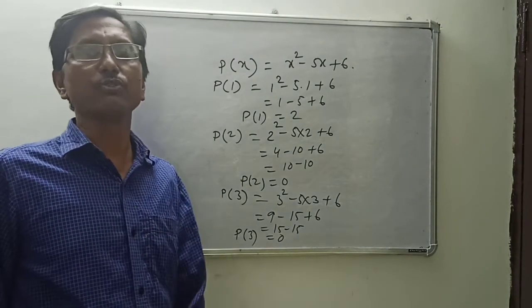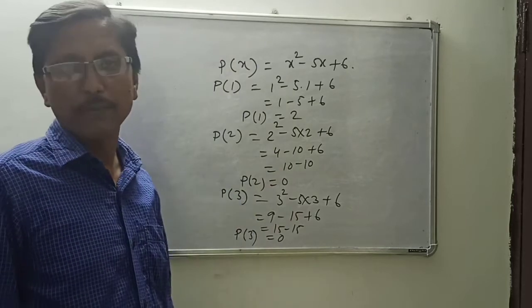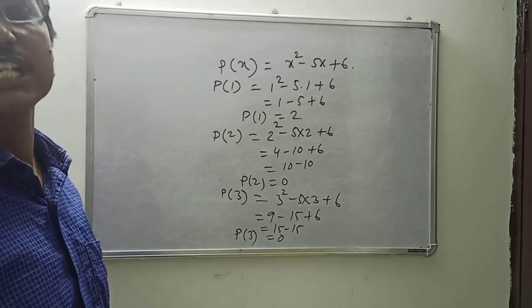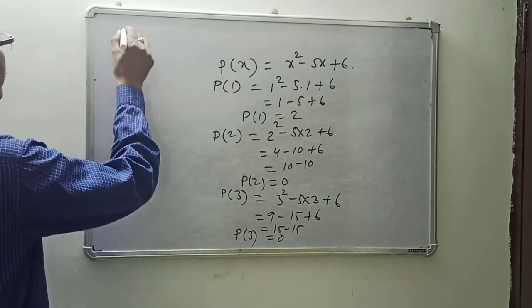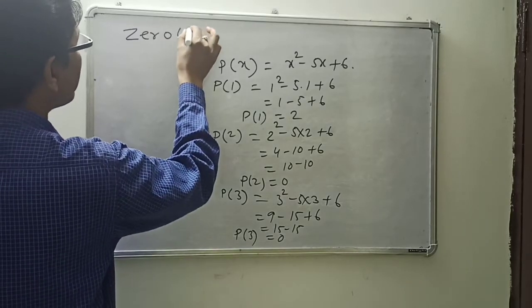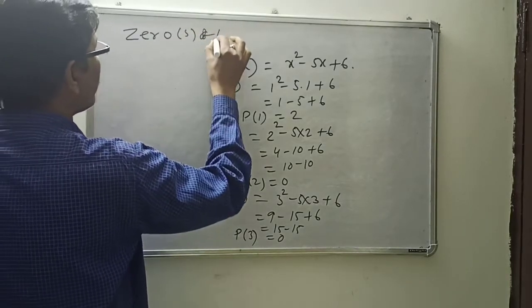Those values of the variable for which the polynomial's value becomes 0 are called the zero of the polynomial. If it is one, then zero; if plural, then zeros. Zero of the polynomial.